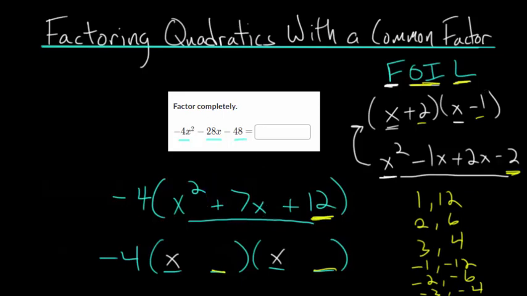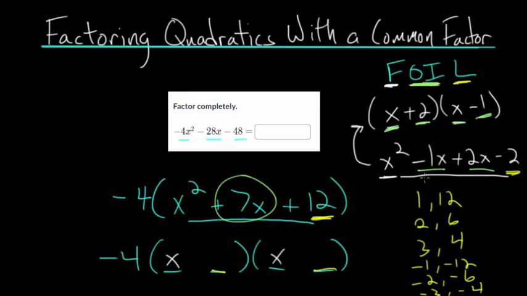Let me change colors again. For the outer and the inner, we did x and minus 1 and 2 and x. So that's this term and this term. Notice these are the terms with x in it, and they add up. Essentially, the outer and the inner will add up to give you this middle term.